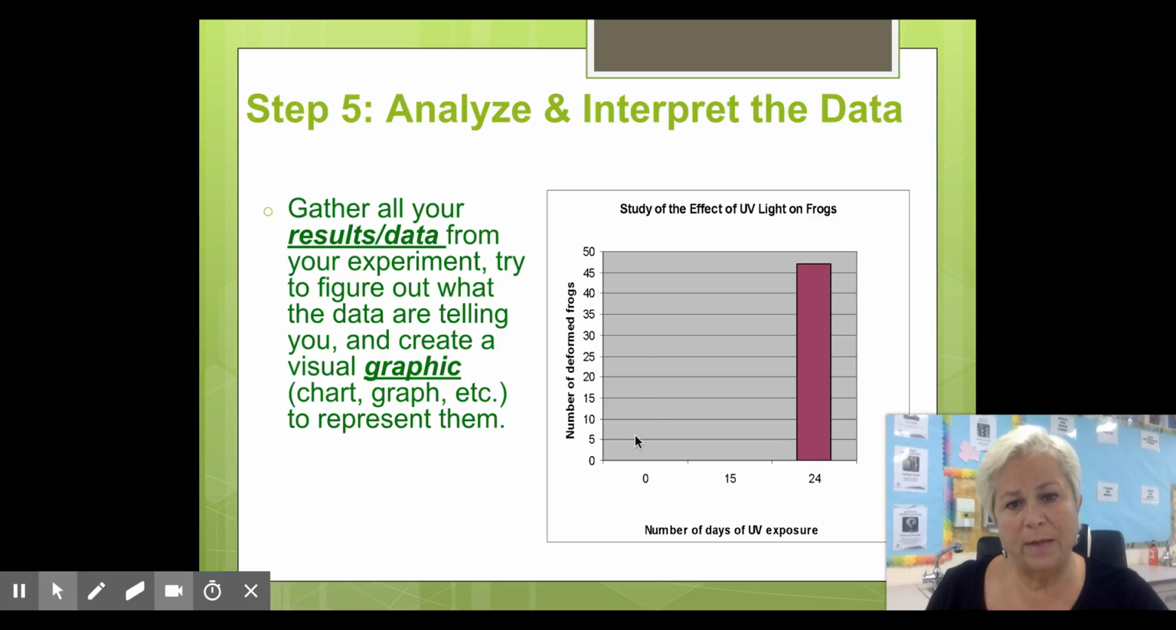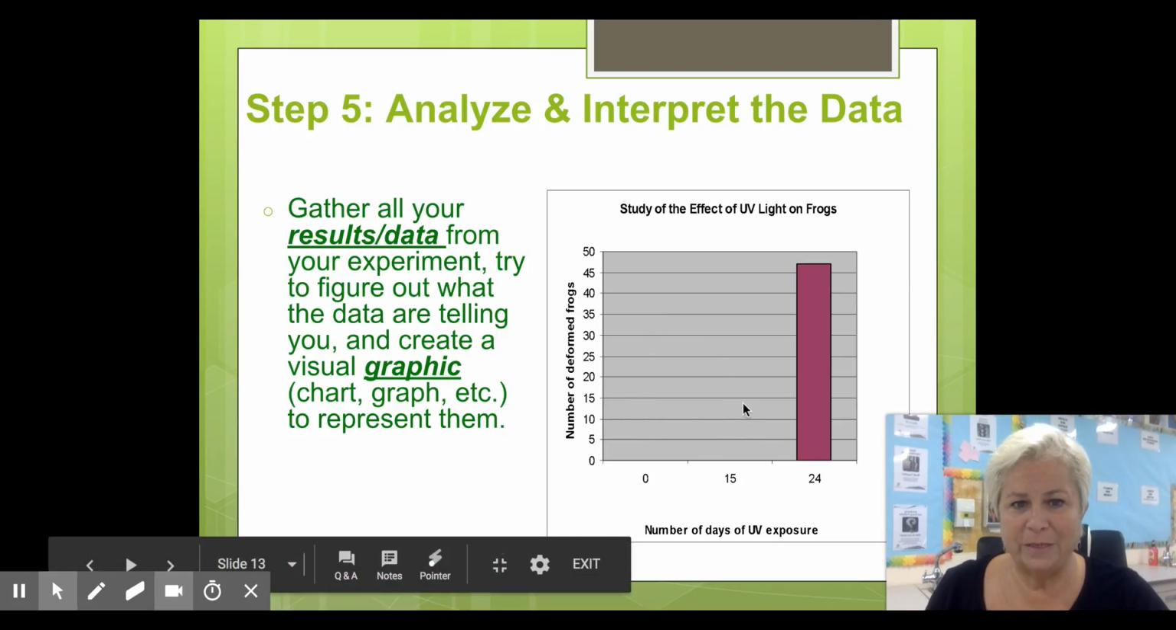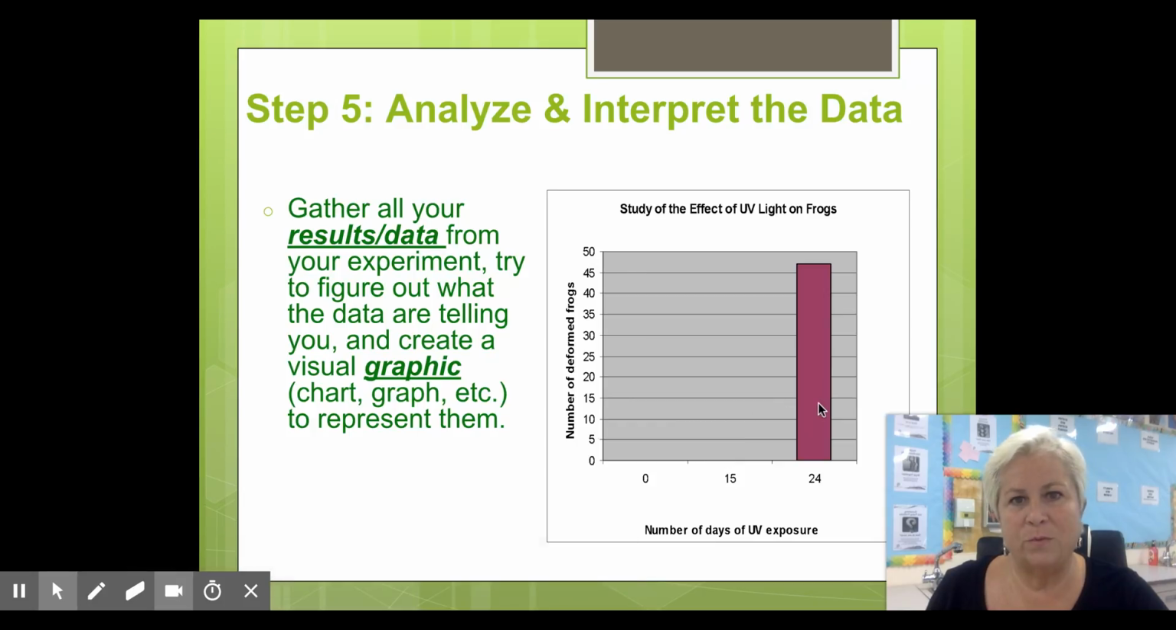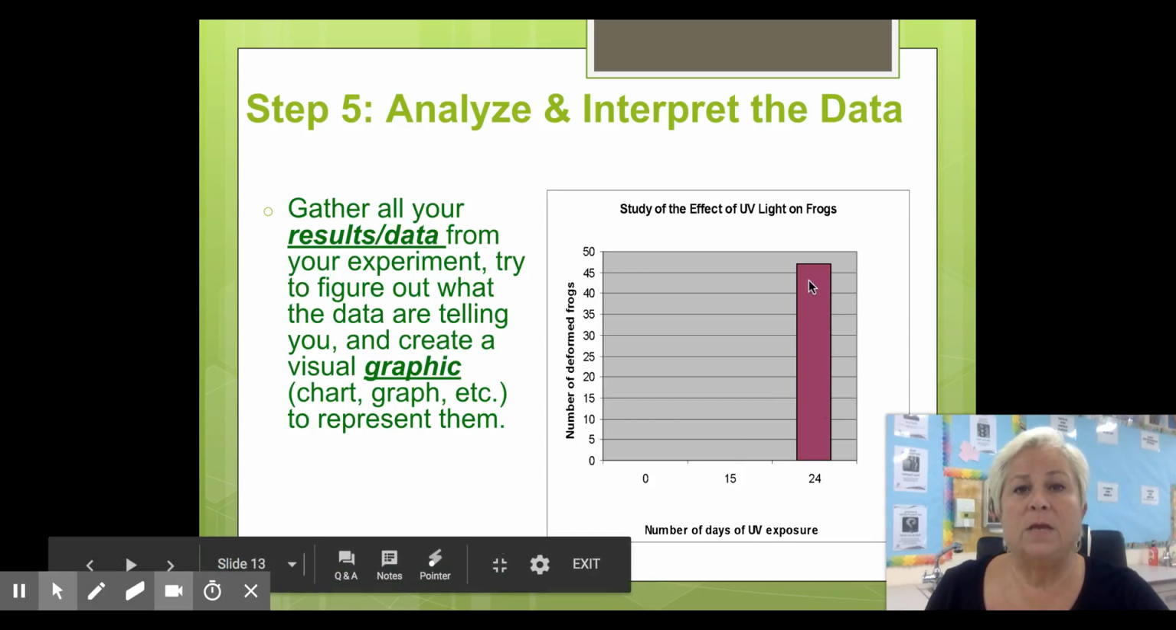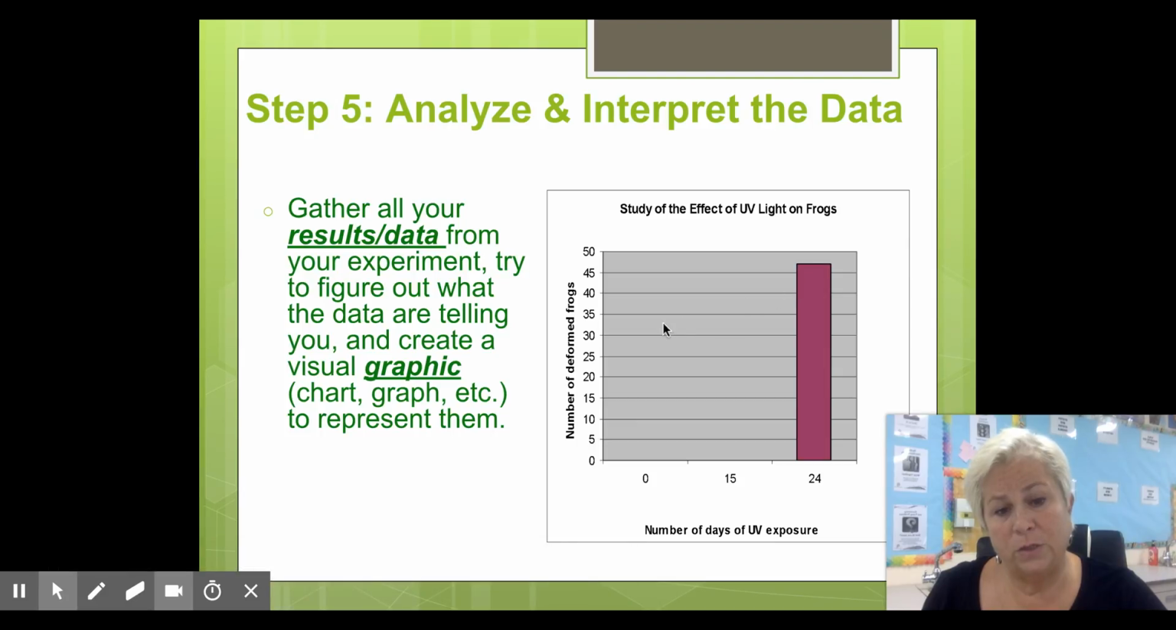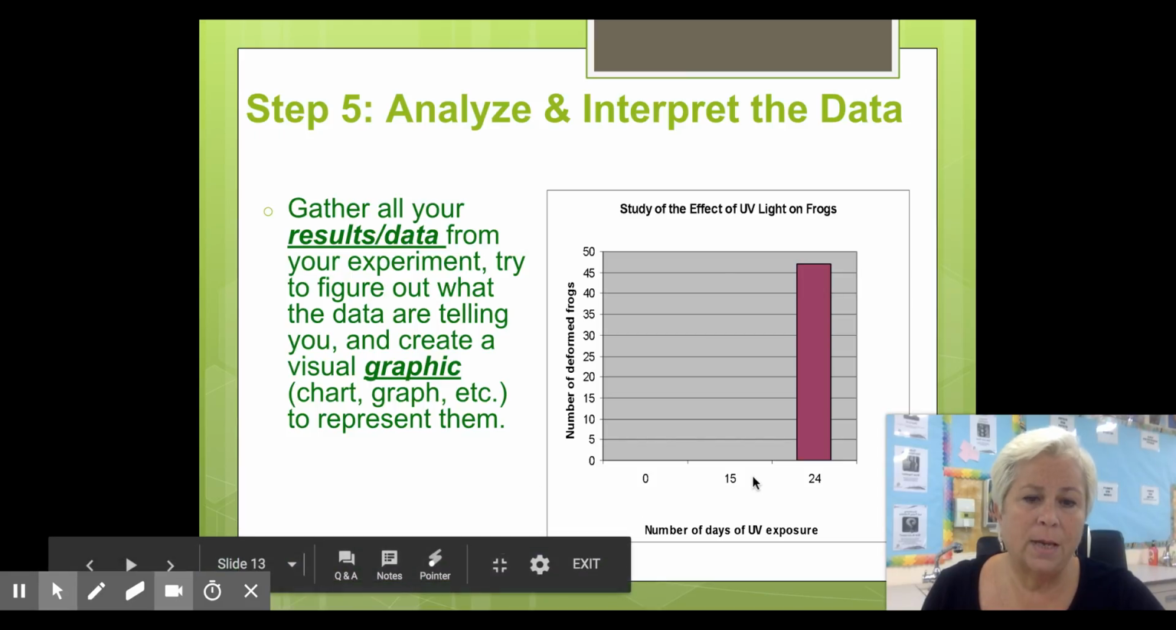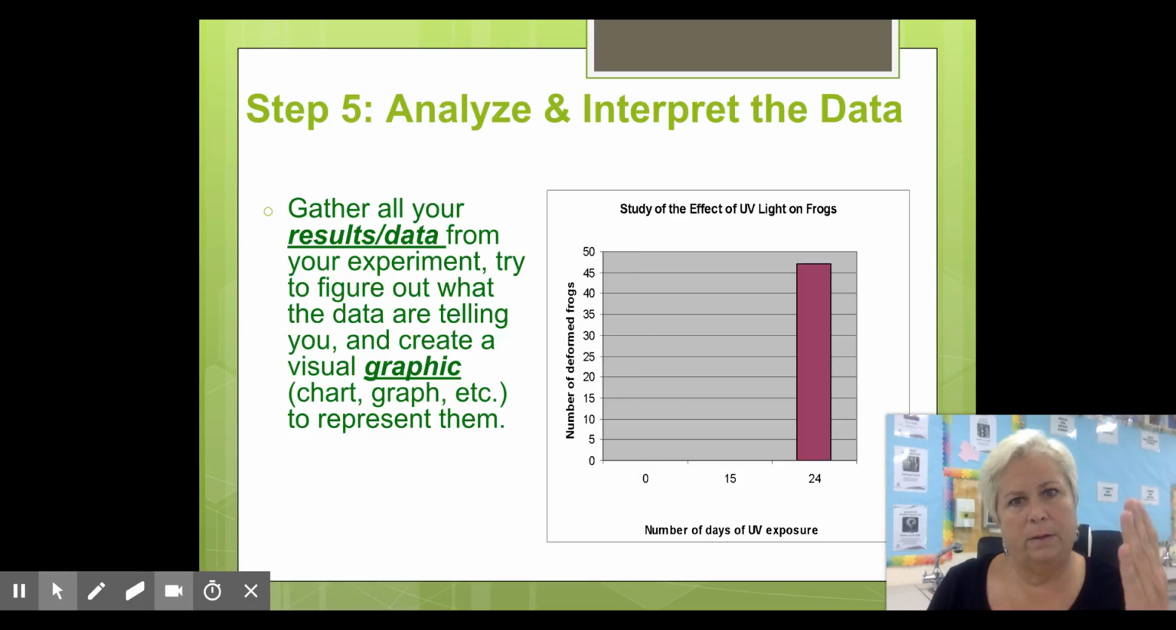No exposure to UV light, no deformities. 15 days of exposure, no deformities. And then all of a sudden, when you get to 24 days of exposure, you start seeing a lot of deformities in relation to the other 2 groups, right? If you think about it, this visual graph is actually much easier than looking at a whole list of data. When scientists do experiments, typically they will run hundreds, thousands, tens of thousands of trials. In other words, they'll run the same experiment so many times and they'll have so much data to analyze.